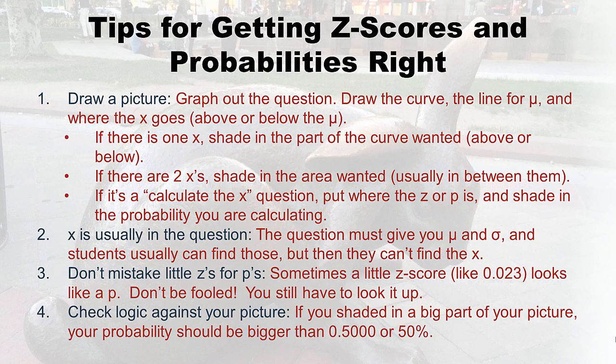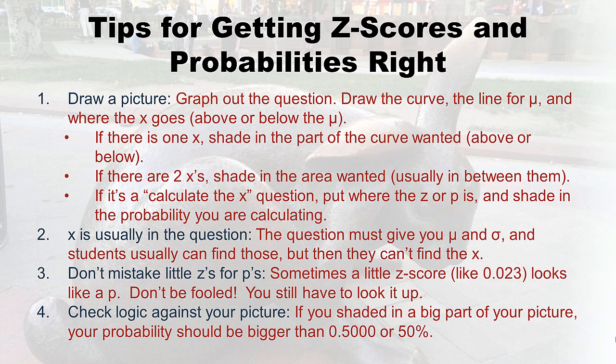So here are some final tips and tricks for getting z-scores and probabilities right. And I've said this one before, draw a picture. What do I mean by that? Graph out the question. Draw the curve, draw the line for mu, which goes in the middle, and where the x goes, above or below the mu. It doesn't have to be to scale, but you want to get those elements in there. If there's one x, shade the part of the curve wanted, either above the x or below the x. Color it in so that you get an idea of whether you want the big part, greater than 50%, or the little part, less than 50%.